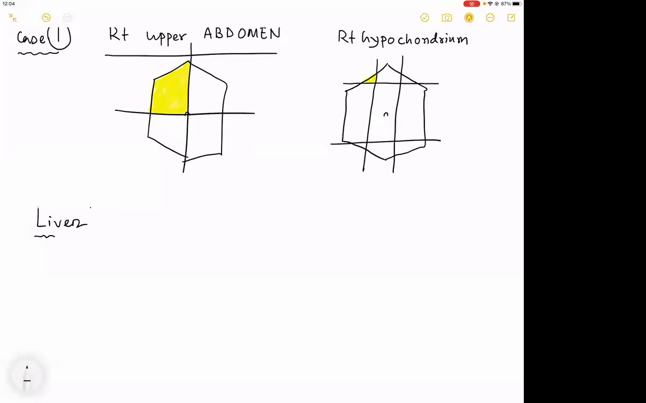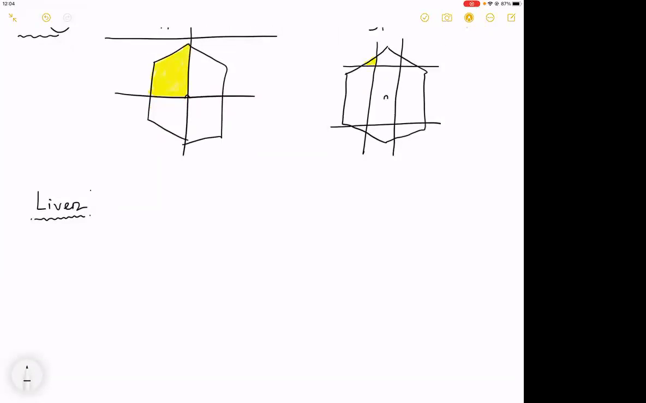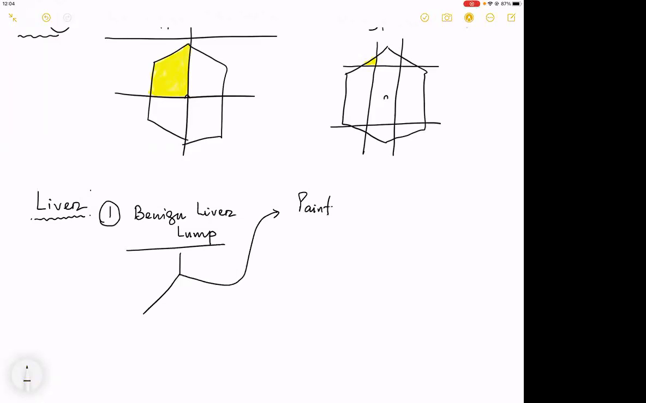Now, when you talk about the liver, remember that the first etiology is a benign liver lump. A benign liver lump very grossly can be classified into painful and painless. The painful lumps are in relation to, query, hepatitis.